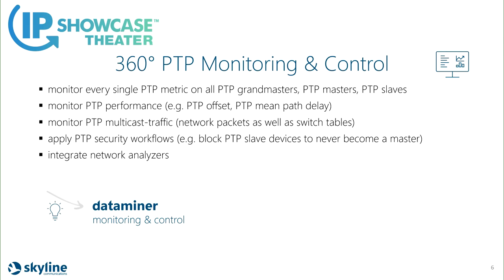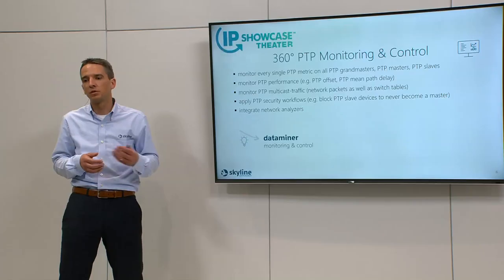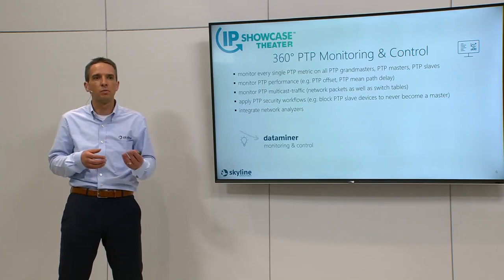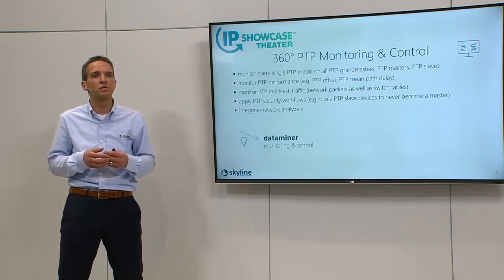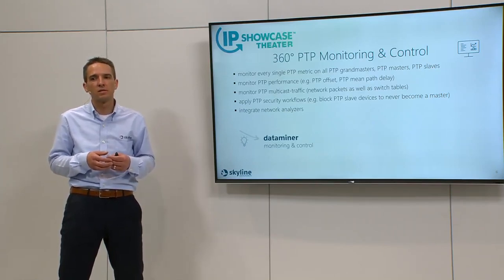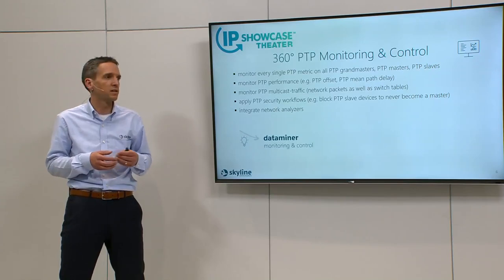Also monitor the PTP multicast traffic, not only your PTP settings, but also the multicast traffic. Therefore, we can integrate with network analyzers to really look into the packets. But at the same time, we talk to the switch fabric via their native APIs to get routing tables, snooping tables, or the unicast traffic to see what's going on in there. If the PTP traffic really shows up where it should show up, or sometimes the other way around. We see also multicast traffic where there should not be any multicast traffic.